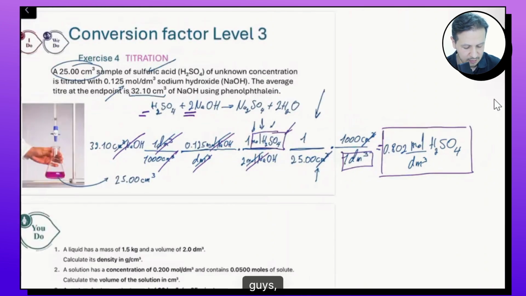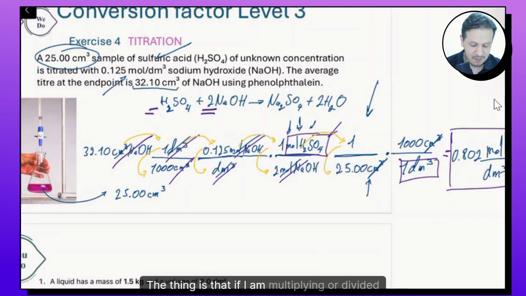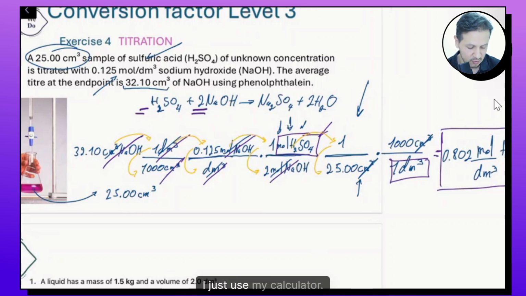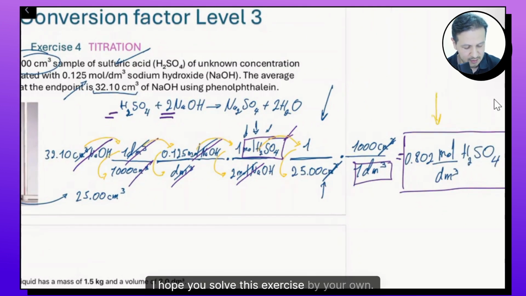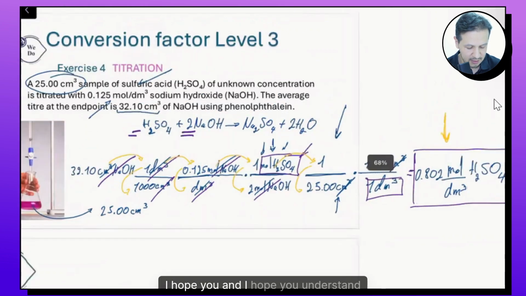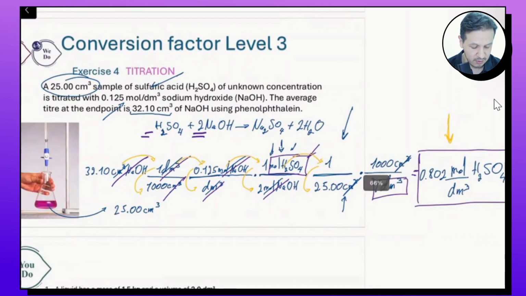What I did here, guys, remember, I just multiplied by this one, divided by this one, multiplied by this one, divided by this one, and so on. The thing is that if I am multiplying or dividing by 1, I don't spend my time doing that, I just use my calculator. I hope you solve this exercise on your own, and I hope you understand every one of the conversion factors here.